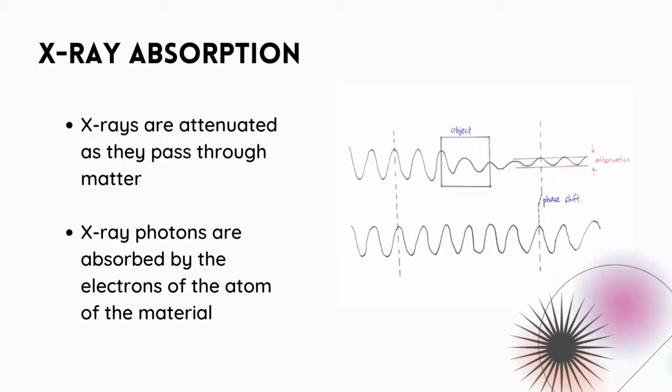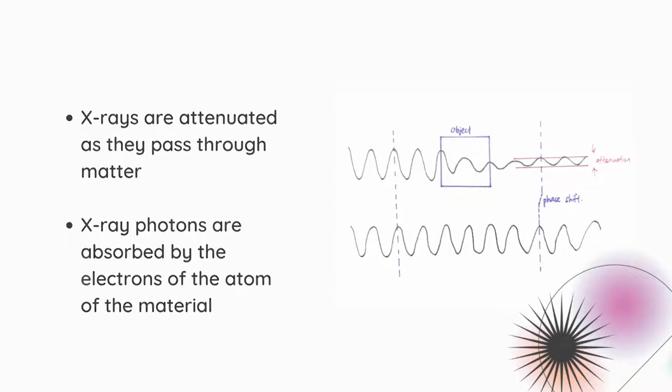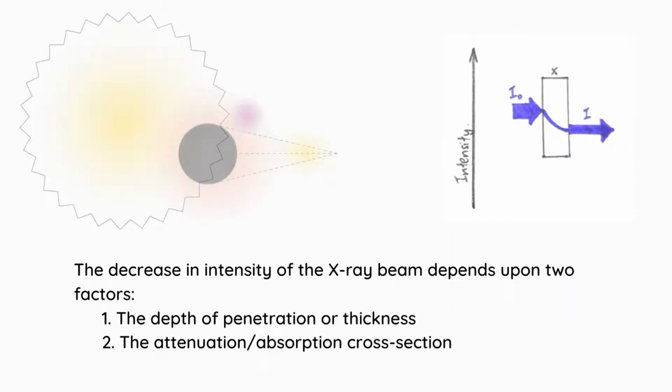When X-rays pass through the sample, the X-ray photons are absorbed by the electrons of the atoms of the material. This will decrease the propagating X-ray intensity and its wavefront. The decrease in intensity of the X-ray beam depends upon two factors, which are the depth of penetration or thickness, and the attenuation or absorption cross-section.